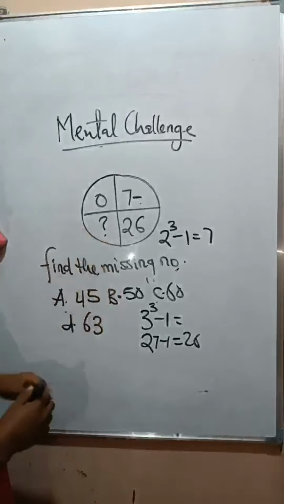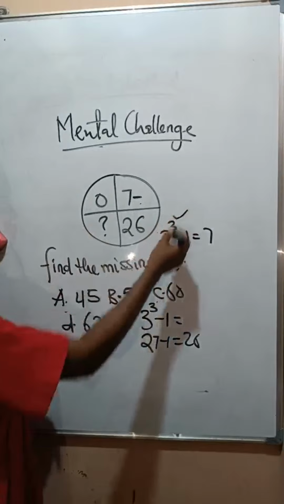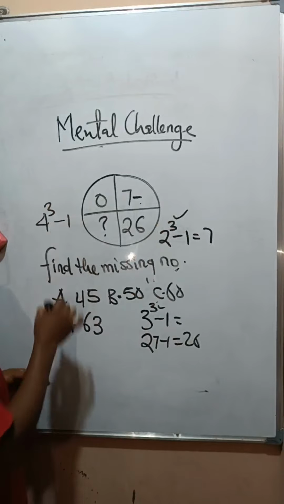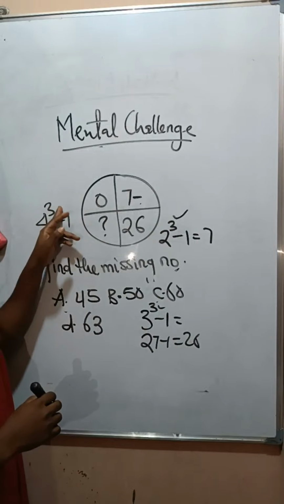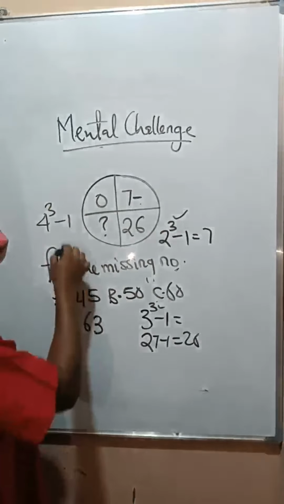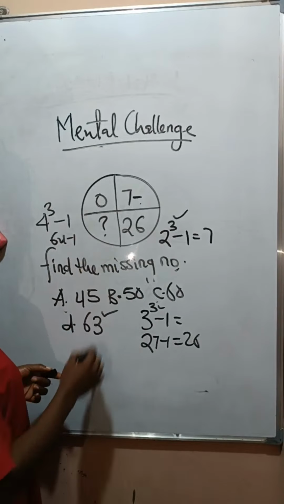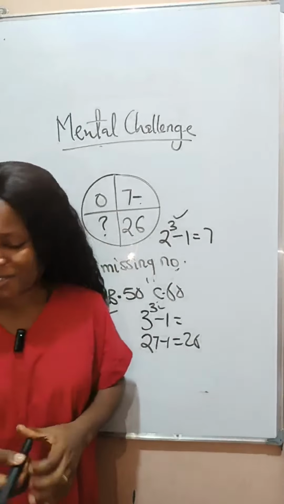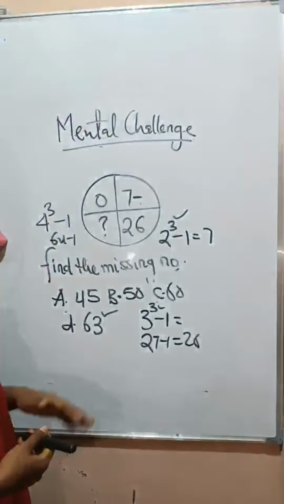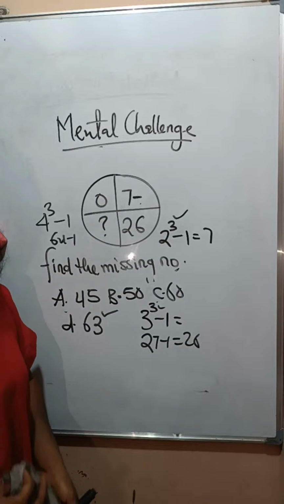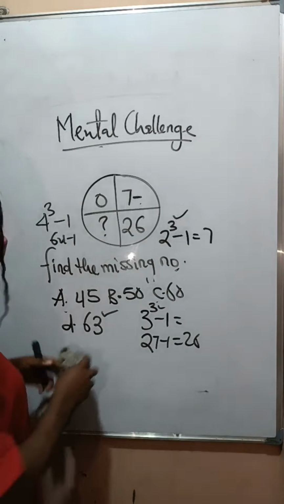Therefore, what will be here will be 4. We have done 2 to the power of 3, 3 to the power of 3, so it should be 4 to the power of 3 minus 1. Now, 4 to the power of 3 is 64, so 64 minus 1 will give us 63. And that is option D. So the answer is option D. Now let's solve another question.